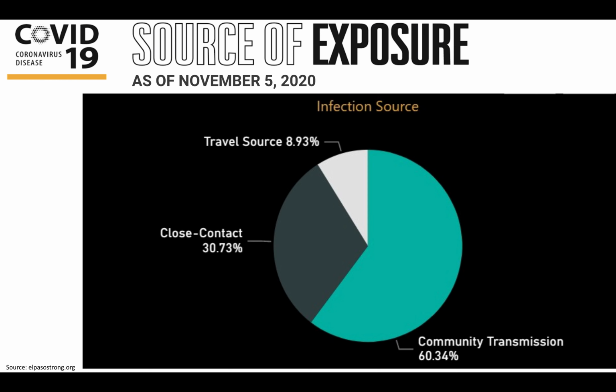Community spread is very common in El Paso. When we're out and about running essential errands, it's more important than ever that we wear face masks that cover our nose and mouth, and that we wash our hands with soap and water frequently.